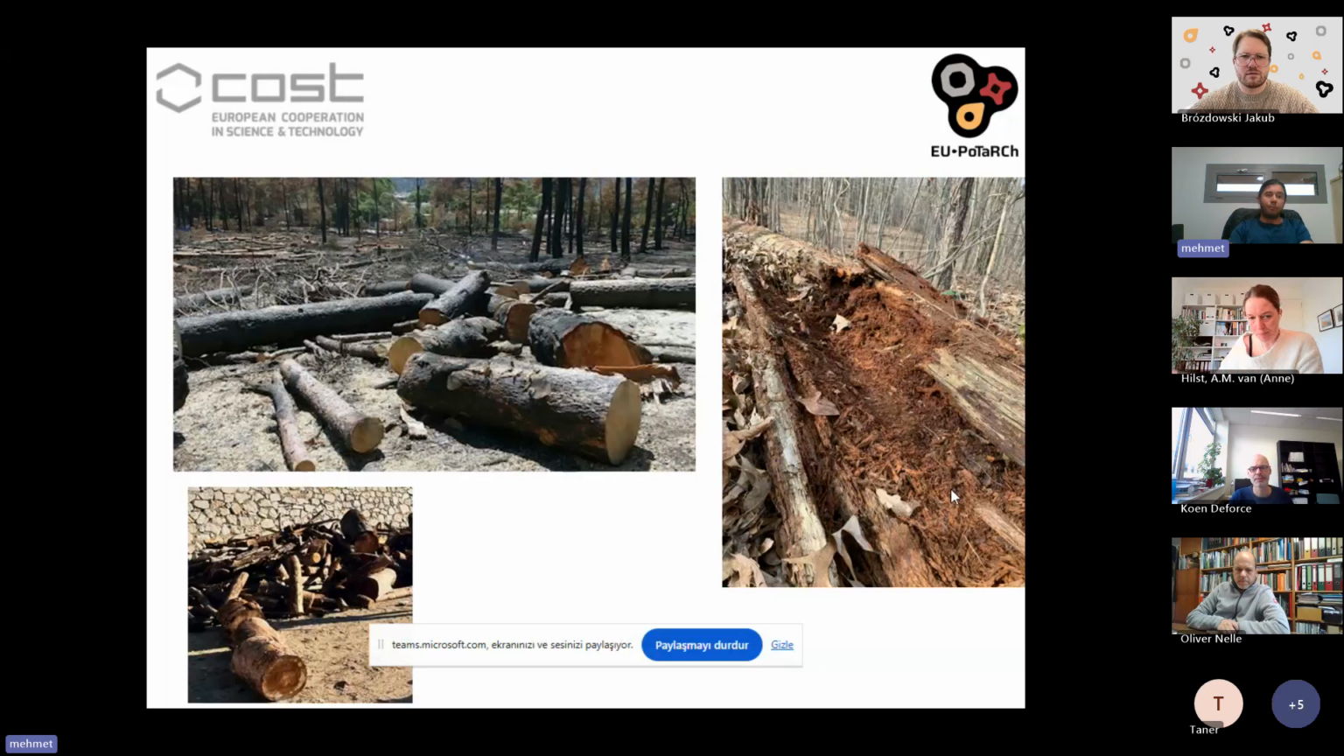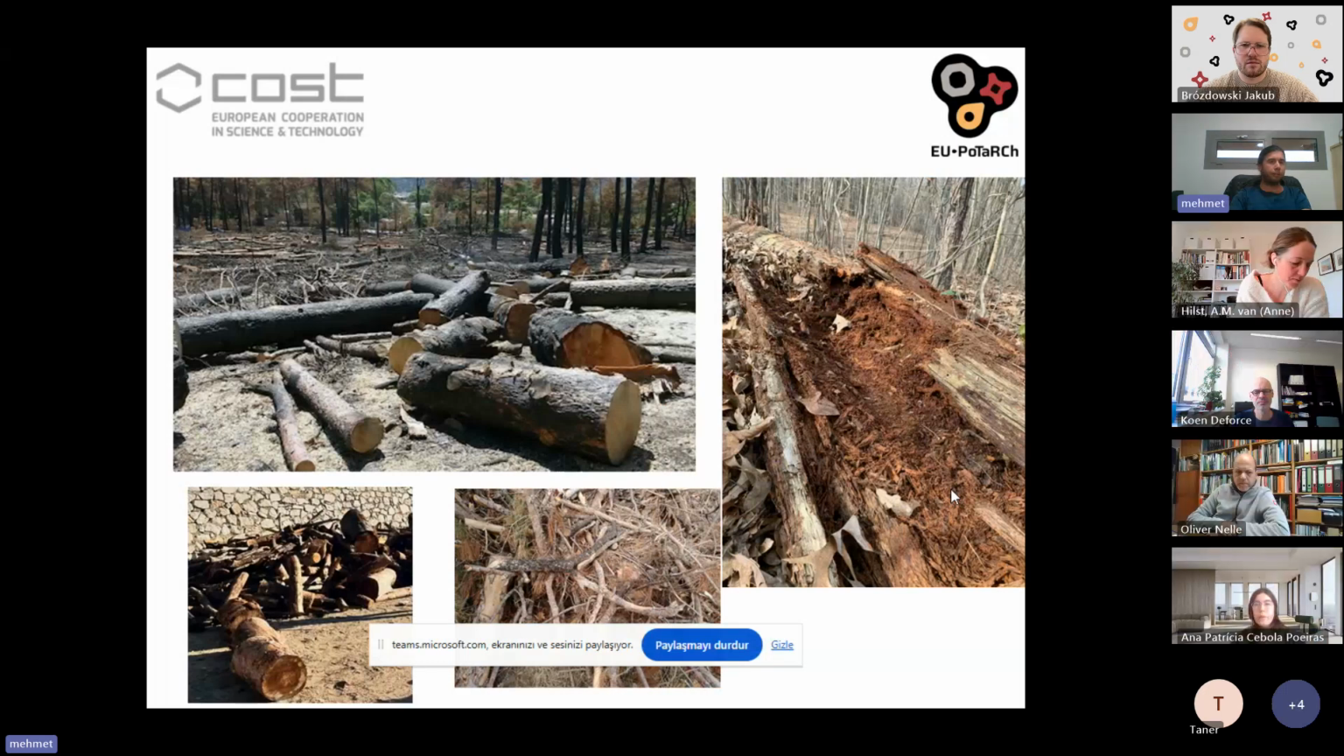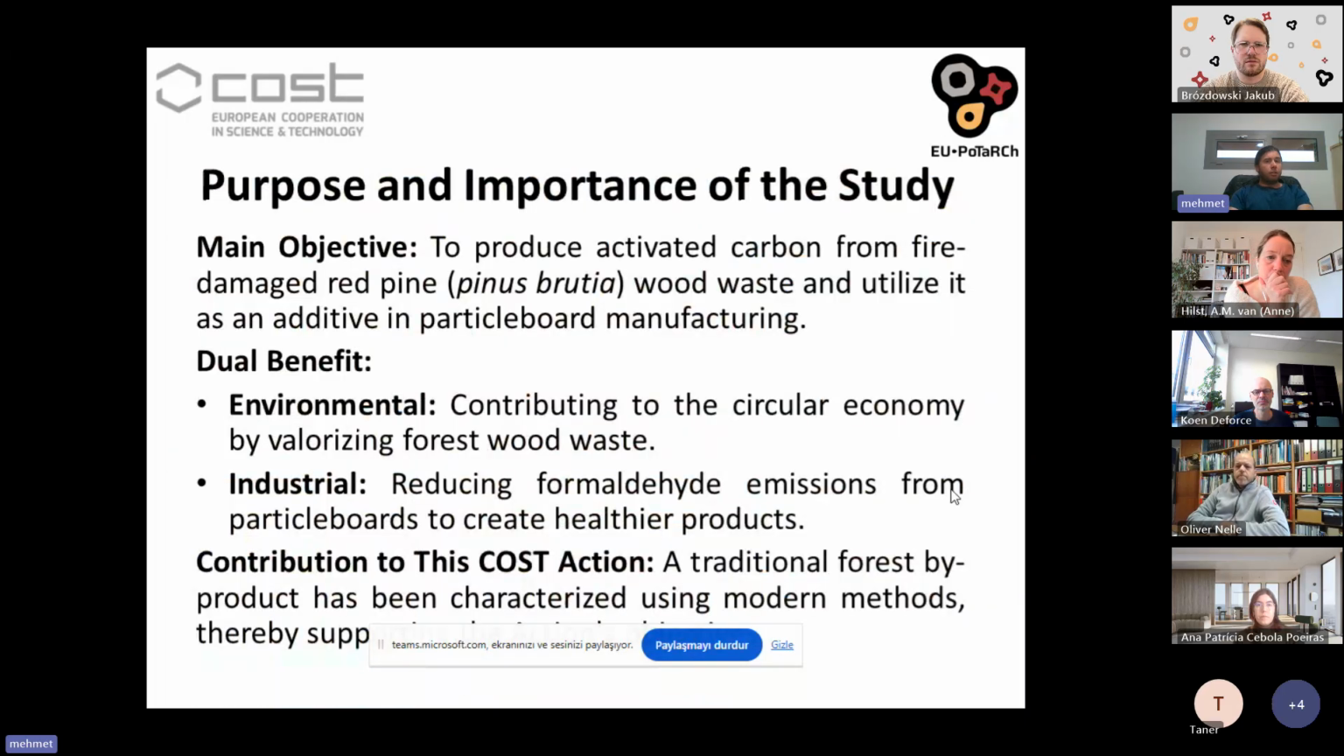Furthermore, even large diameter logs and branch wood were used only for heating purposes. Also, these last two pictures show wood provided to our school for heating purposes for our students, and all of this wood is also red pine. Our main objective is to produce activated carbon from fire-damaged red pine wood waste and utilize it as an additive in particleboard manufacturing.